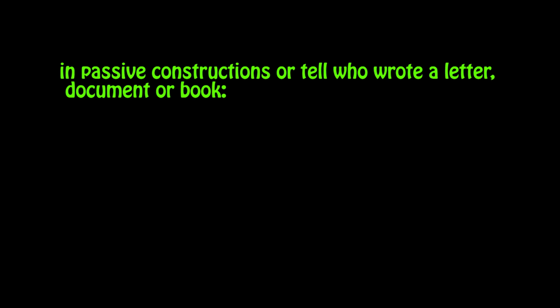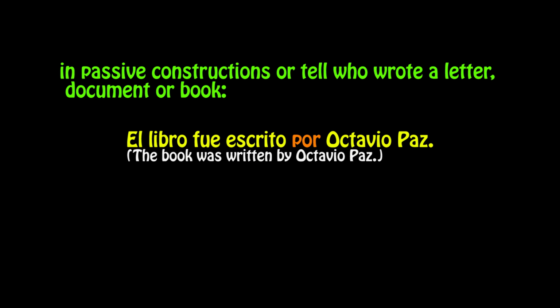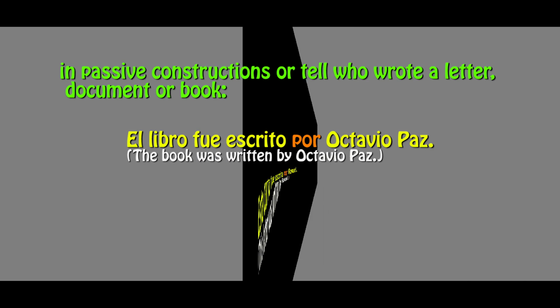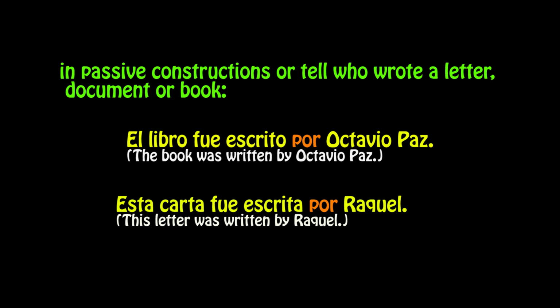In passive constructions, or to tell who wrote a letter or document or book, we use por. El libro fue escrito por Octavio Paz. The book was written by Octavio Paz. Or esta carta fue escrita por Raquel. This letter was written by Raquel.